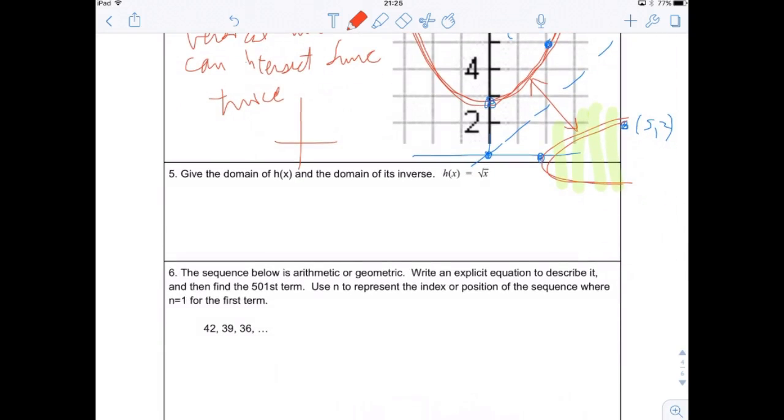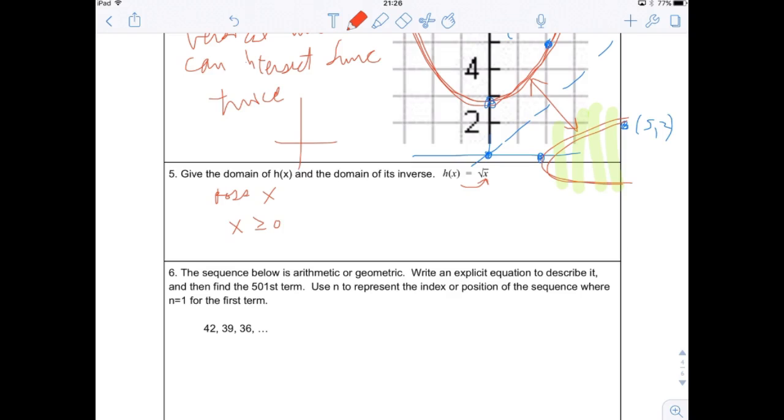Next one. Give the domain of h of x and the domain of its inverse. So the domain of this function, square root of x. Domain means all possible values of x. So what are the possible values of x that you can put inside this function? Remember, you cannot put a negative number under the square root. So you can put in all positive numbers. Can you put in 0? Yeah, you can put in 0 too, because the square root of 0 is 0. So the domain here is x is greater than or equal to 0.